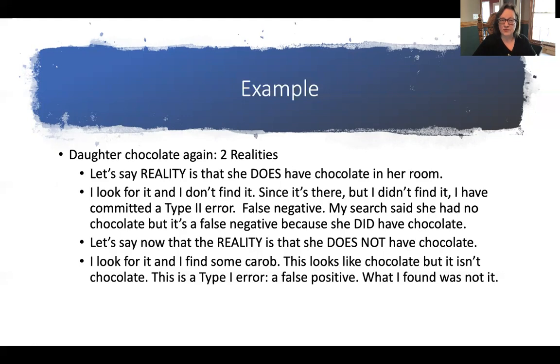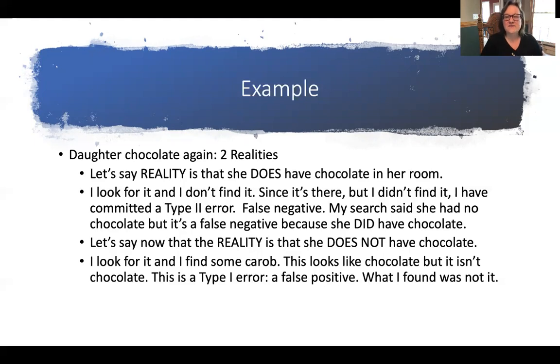Let's say, on the other hand, that the reality is that there is not chocolate there. She doesn't have chocolate. That is the truth. I look for chocolate. Now, if I look for chocolate and I don't find it, then what I'm doing is I'm retaining the null, because I can never accept the truth that there's no chocolate in her room. It's unacceptable, right? So you can kind of think about it that way.